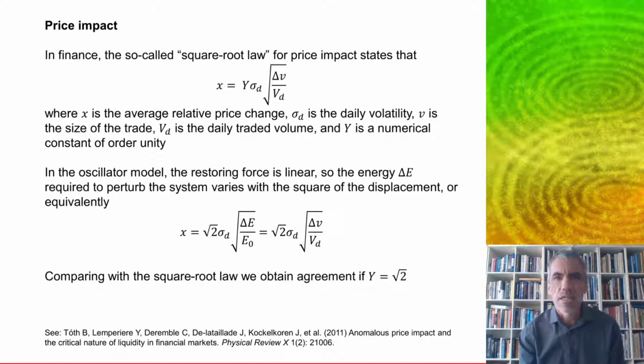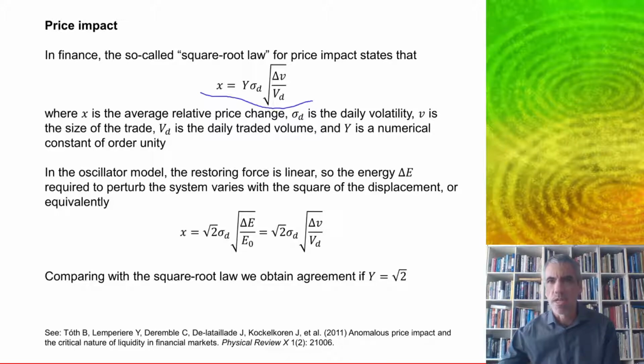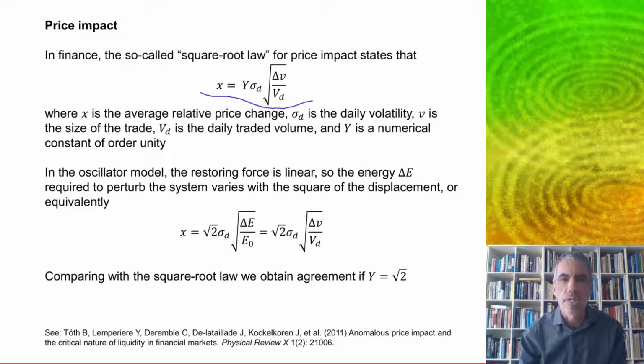So in finance, there's this square root law for price impact. Let's say that someone makes a very large order, and you want to know how much the price is going to change in response to that. It's going to go up, but by how much? The square root law says that the price change is given by the square root of the size of the trade divided by the daily traded volume, multiplied by the daily volatility, and then multiplied by this number y, which is a numerical constant of order unity.